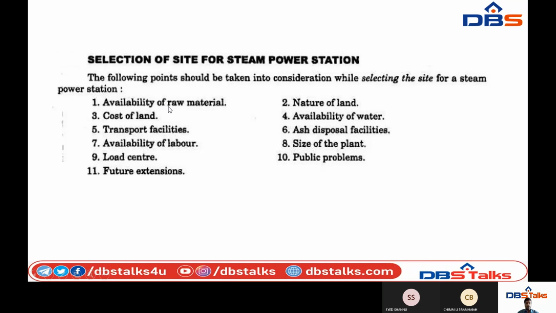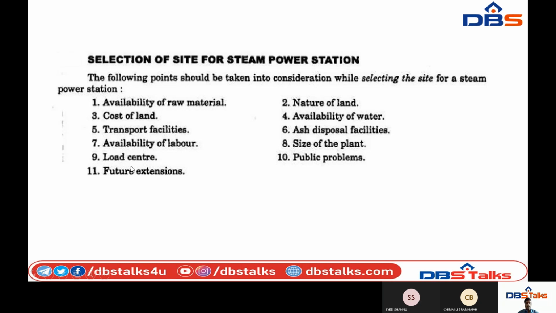Next, raw material for construction of steam power station. Next, transport facilities. First of all, we have to take guidance from that point, whether it has transport facility or not. And availability of labor. Availability of labor means we have to select the land nearest to the point of men and labor. Load center, future extensions.